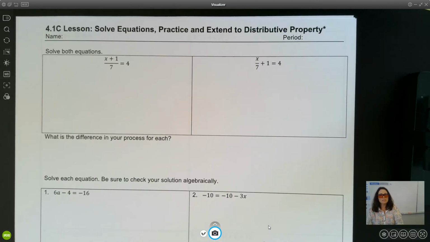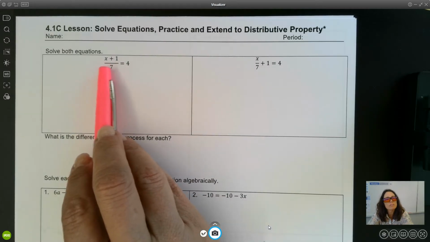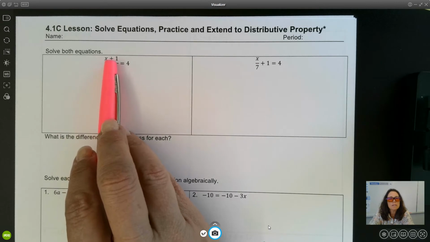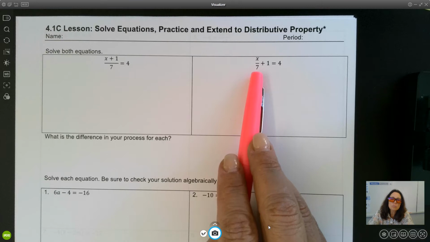Right, so 4.1c lesson, we are ditching models. We're ditching them and now we're just starting to solve equations. Solve both equations at the top there, you guys. There's a difference between them. There's a lot of similarities, but there's a difference. So you should be seeing a big giant fraction bar with an x plus 1 in the numerator here. And over here, it's just the x in the numerator. It's just a littler fraction, okay?